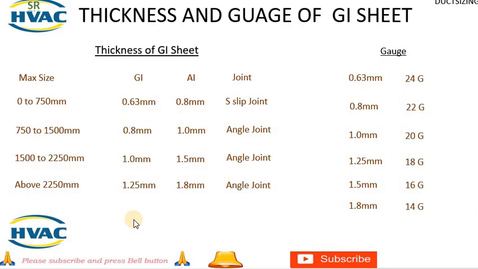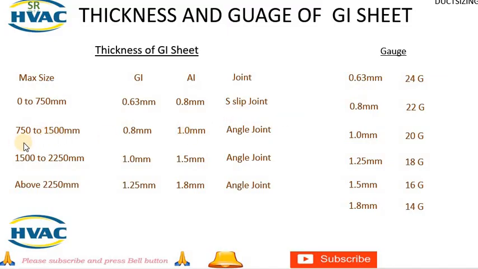Friends, the next point in our duct system is thickness and gauges of GI sheet. These are the thicknesses of different GI sheets and these are the gauges. We use the terminology gauges in defining the GI sheet. For designing of duct from 0 to 750 mm, we will use 0.63 mm thickness of GI sheet. It will be 0.8 for aluminium and we will use a slip joint.